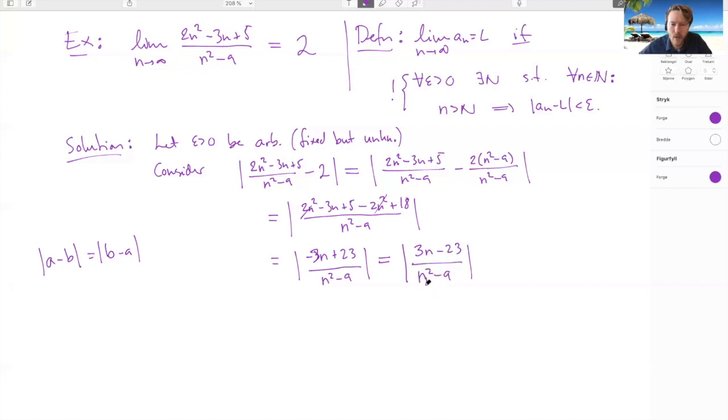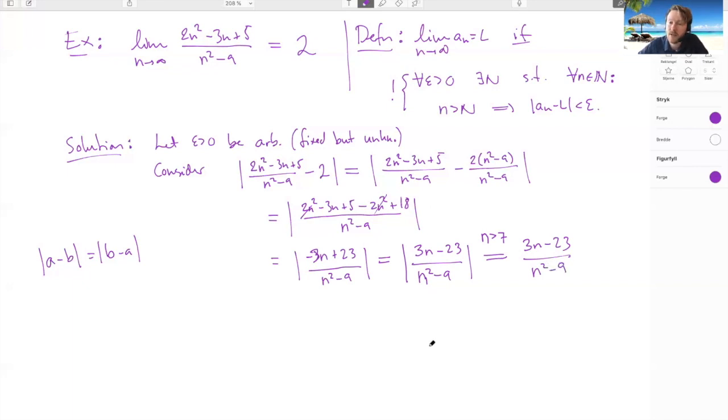And notice here, when n is strictly bigger than 3, this is positive. And when n is 8 or bigger, then this is positive. So I now impose a restriction on my n, to say that it's bigger than or equal to 8. Since there's a strict inequality here, I'll say strictly bigger than 7. And then both this expression is positive and this expression is positive, so I can take away the absolute value.